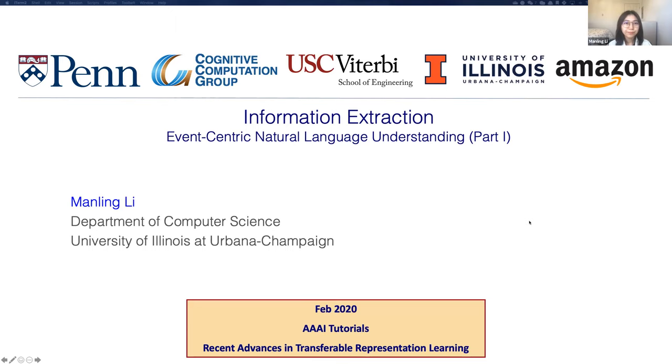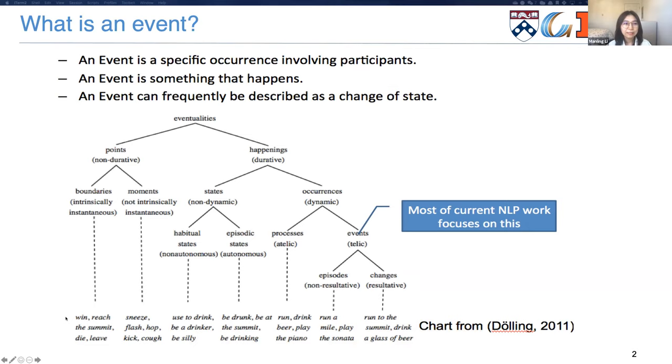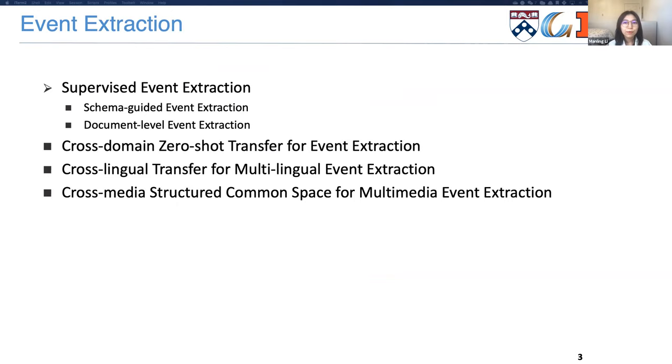So the definition of events is broad. For example, events can be momentary, like sneeze here, and it can also indicate something that happens, like running. In natural language processing, we focus on specific events that trigger a change of status. I will introduce event extraction following four parts. Firstly, when we have training resources, we can learn to extract events in a supervised setting. And then we can extend the extraction model to new domains, new languages, and new data modalities.